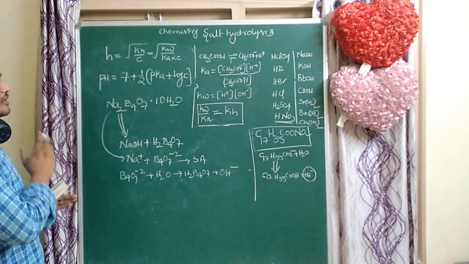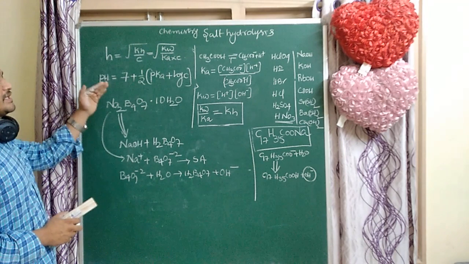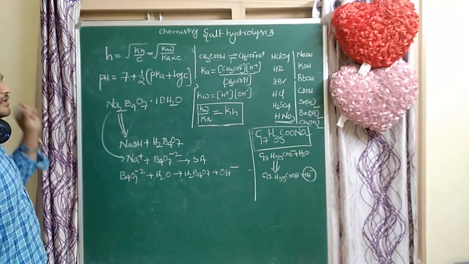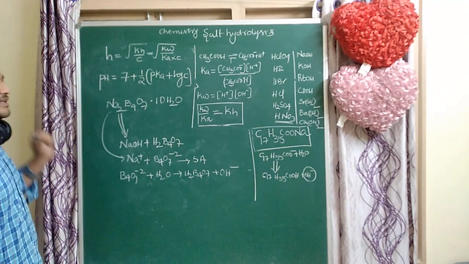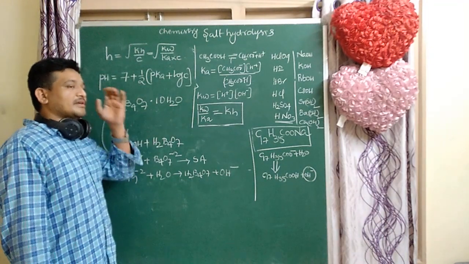What is the pH formula? 7 plus half into pKa plus log C. So this type of salts all have basic nature, pH value greater than 7. So anionic hydrolysis.